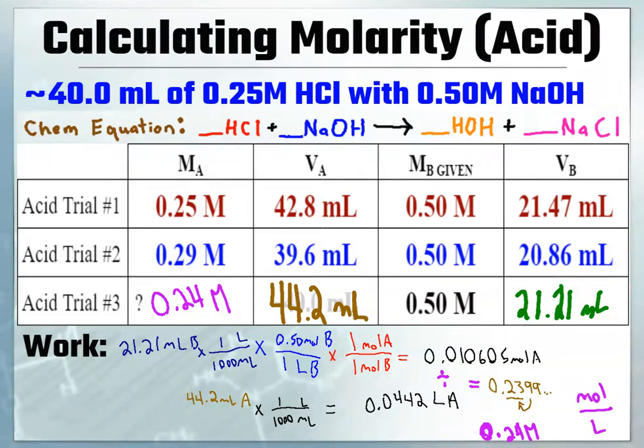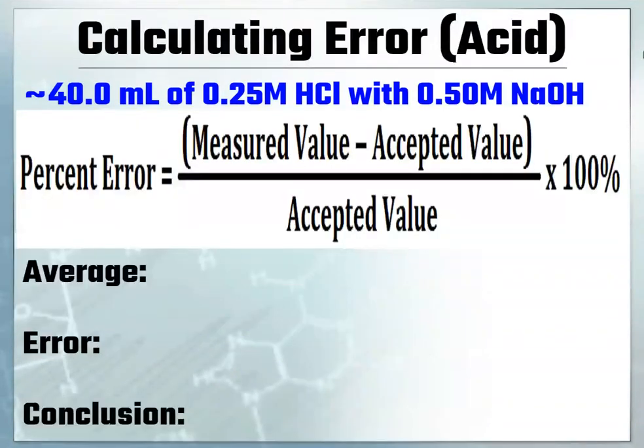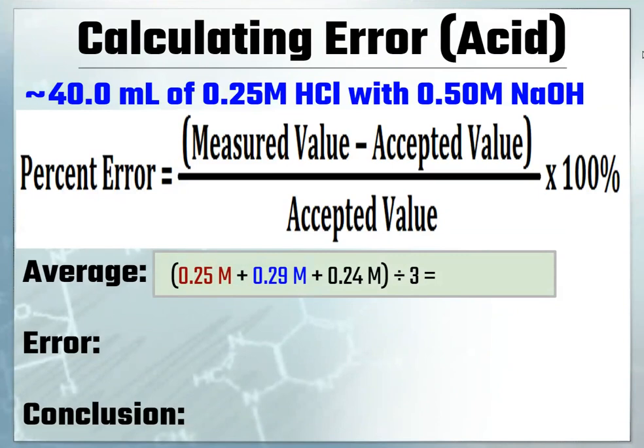Now that I have these three molarities, I need to get the average of them so I can find my percent error and see if I did this lab properly. To calculate our average, we take the molarities from our two earlier tests plus our new molarity, 0.24, that we calculated on the last slide. We add them all together and divide by 3, because we have three numbers, to get our average of 0.26 molar.